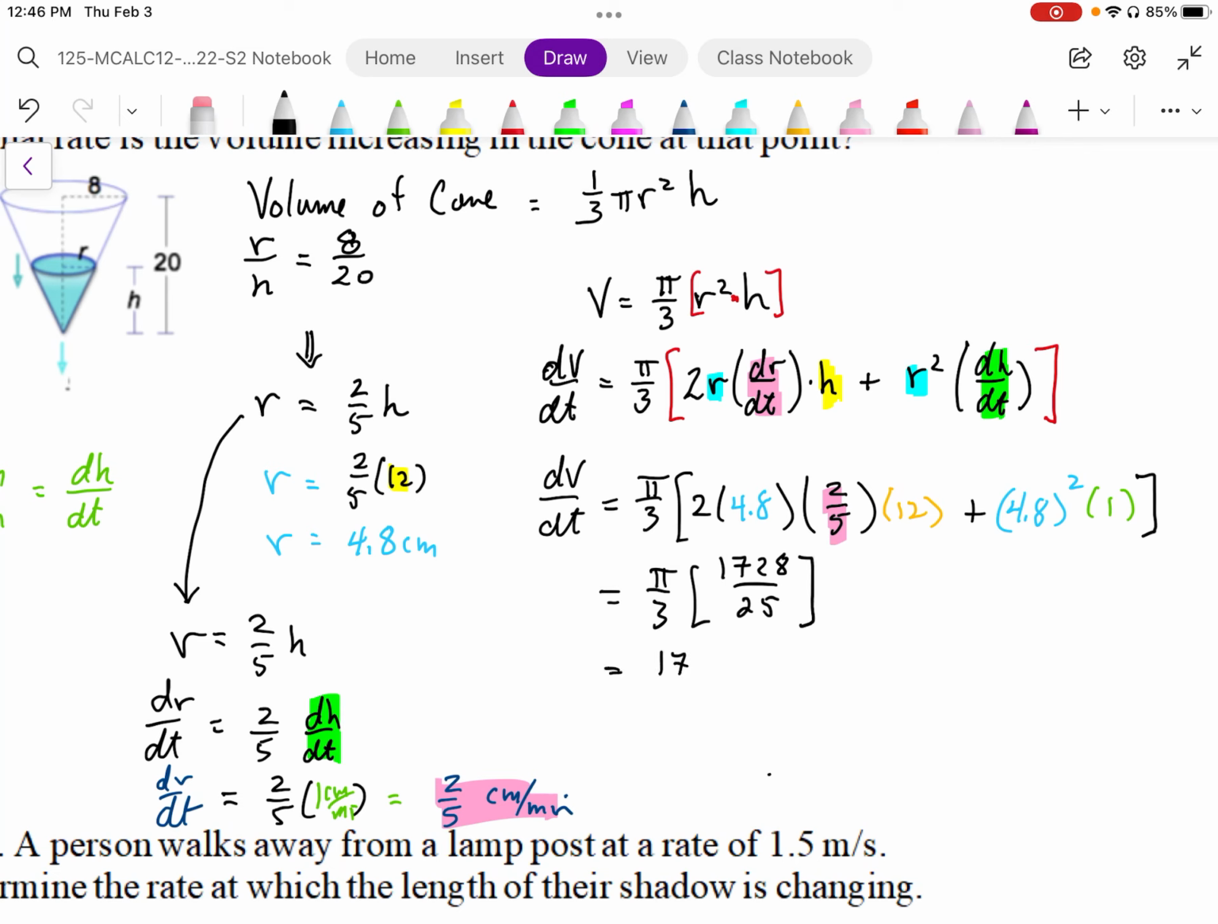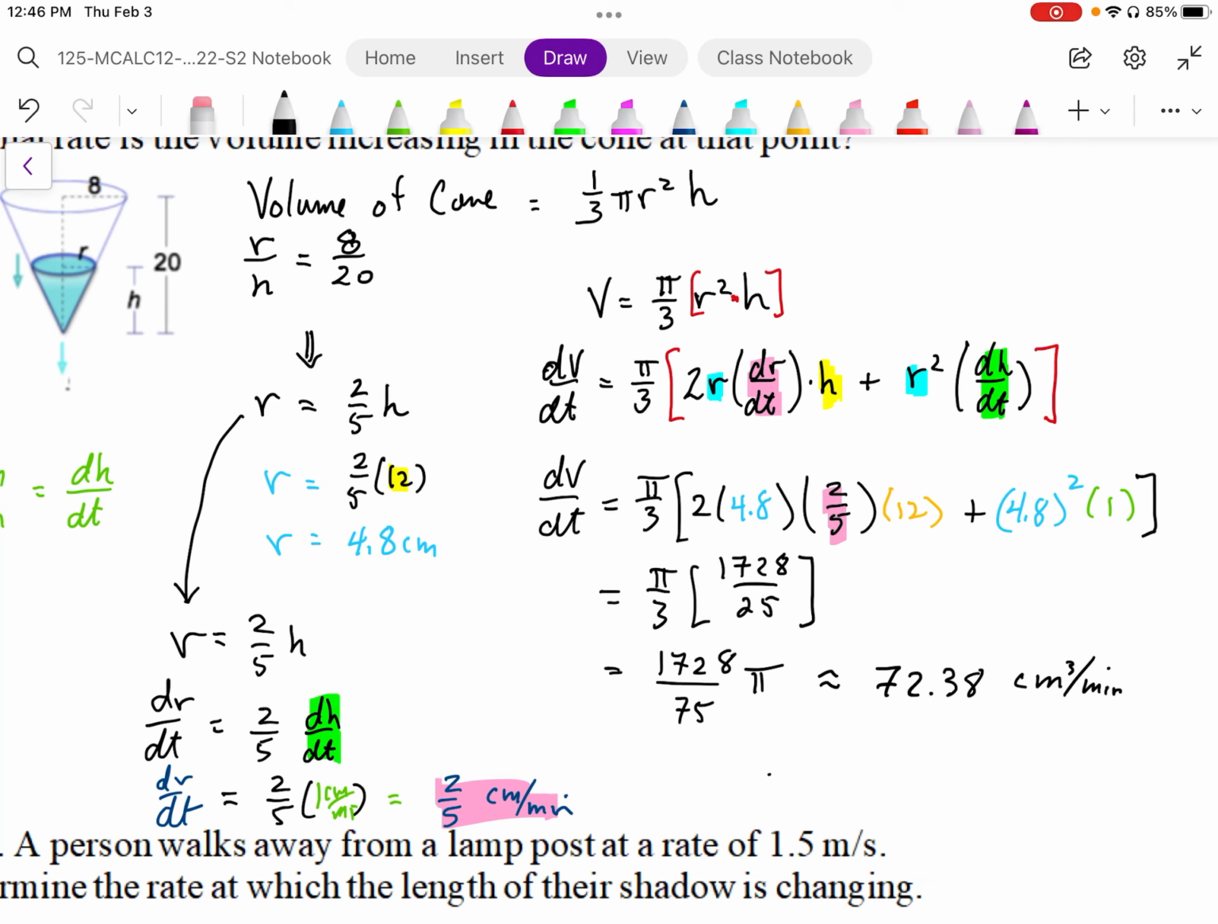So this simplifies to 1728 over 75 pi. And again, that's approximately equal to, I forgot what that value was. Let me just type that in. It's going to be 72.38, and it's going to be centimeters cubed per minute.